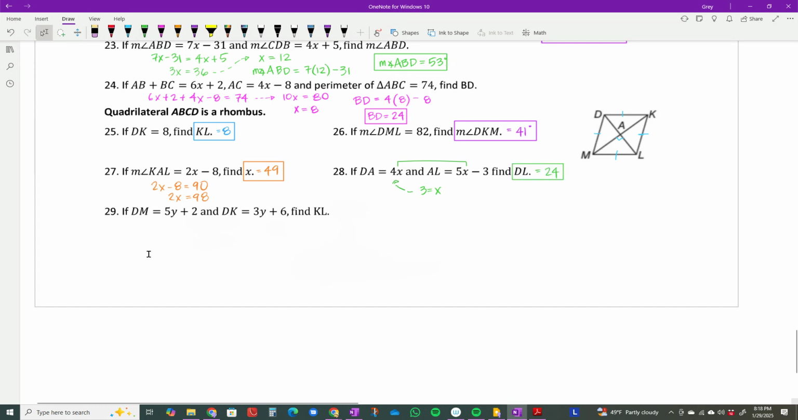Okay? Last one. DM is 5y plus 2, and DK is 3y plus 6. Well, as we marked in our figure, these two expressions are equal to each other. So, unfortunately, I didn't write it down. 5y plus 2 is equal to 3y plus 6. So, 2y equals 4, and y equals 2. And if y equals 2, okay, they're asking us for KL. Well, KL is the same thing as DM and DK. So you can plug 2 into either expression, but you find out that KL is equal to 12.